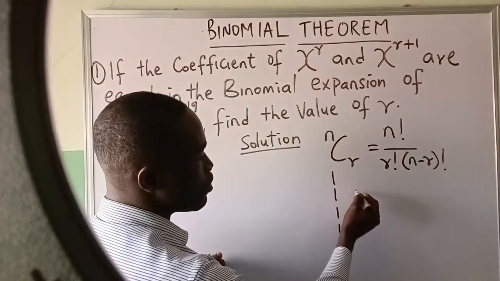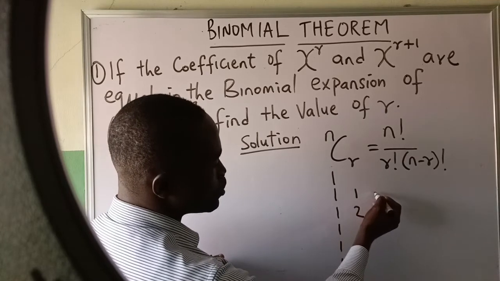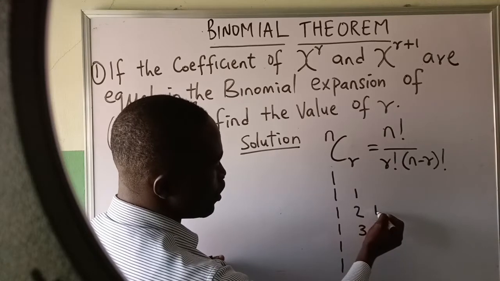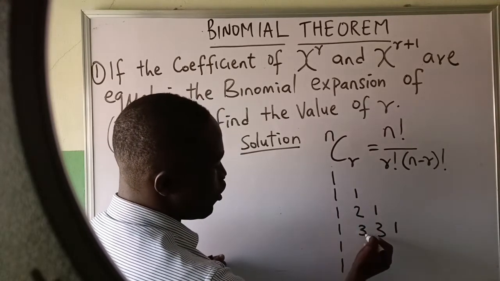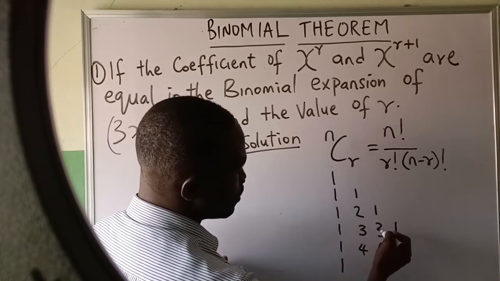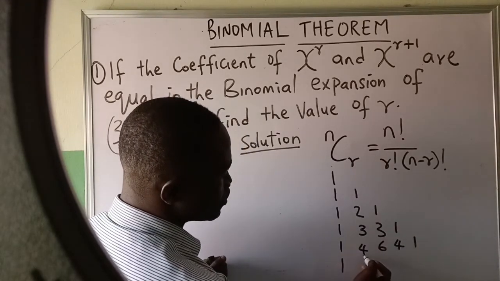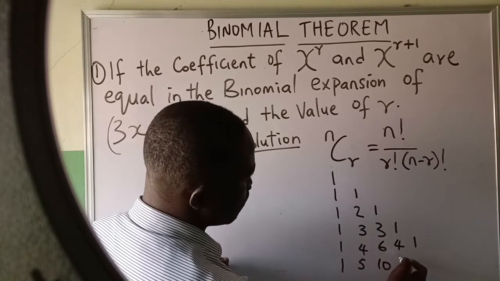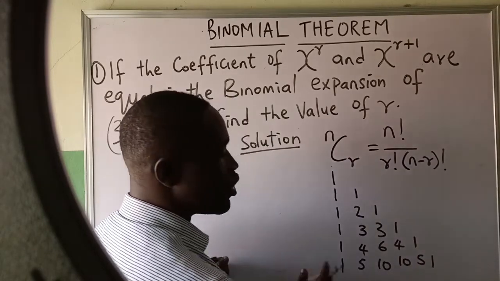1 plus 0, 1. 1 plus 1, 2. 1 plus 0, 1. 1 plus 2, 3. 2 plus 1, 3. 1 plus 0, 1. 1 plus 3, 4. 3 plus 3, 6. 1 plus 3 plus 1, 4. 1 plus 0, 1. 1 plus 4, 5. 4 plus 6, 10. 6 plus 4, 10. 4 plus 1, 5. 1 plus 0. So you continue that way.